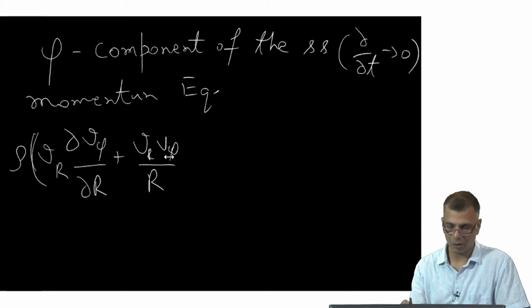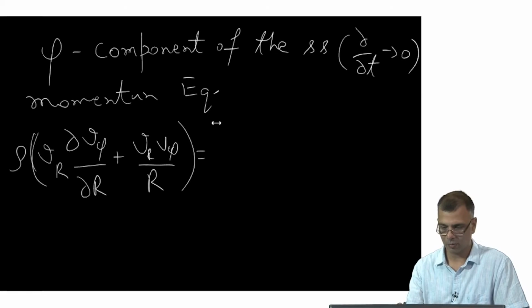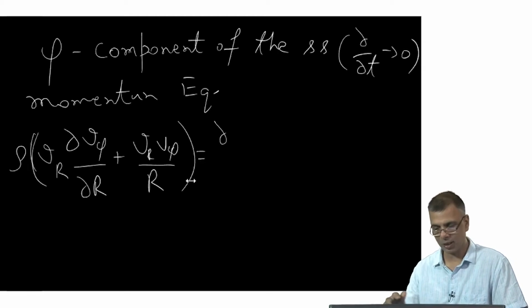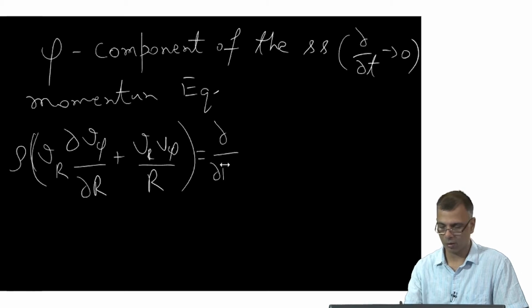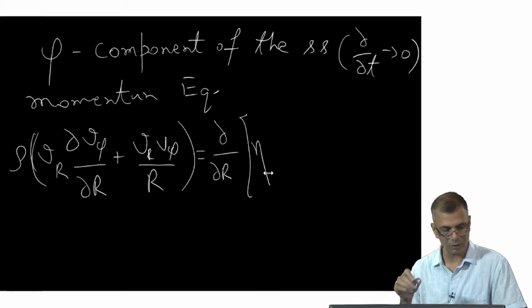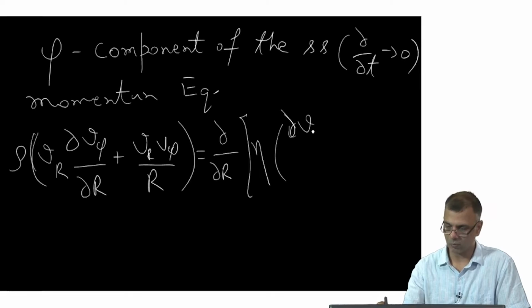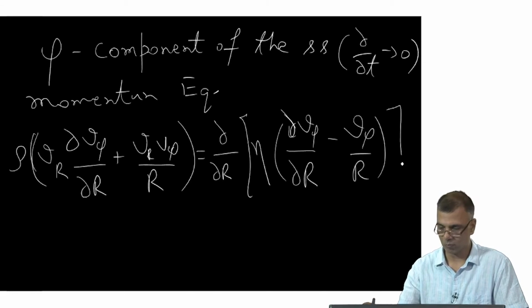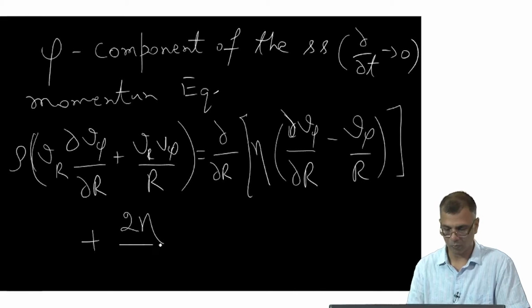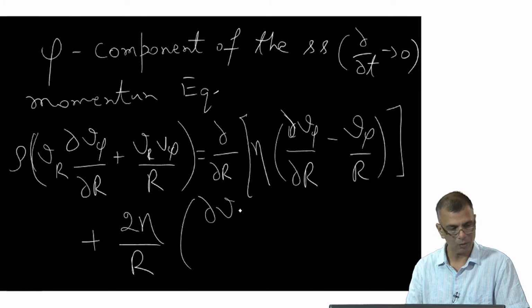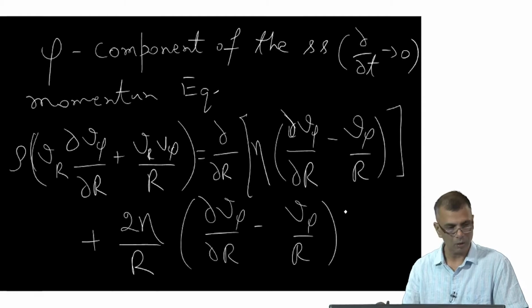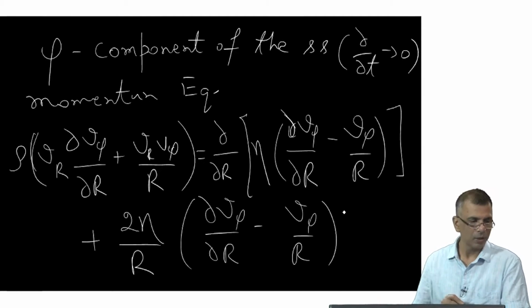Okay, this would be MA, and the right hand side would be the F. Eta is the viscosity coefficient. dV phi dr minus V phi over R. Okay, yeah, that's it.